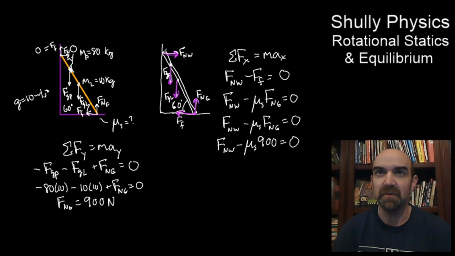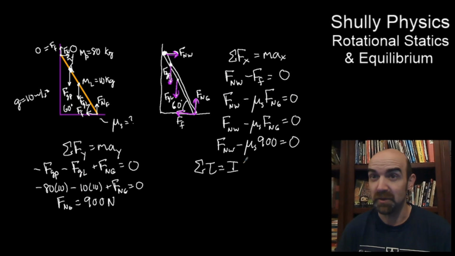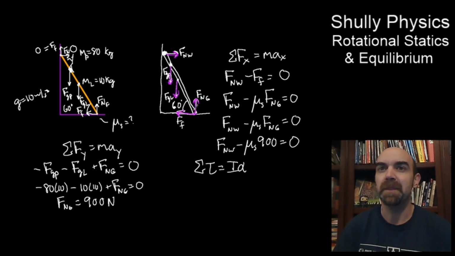If I pick a reference point for summing torques, one of our unknowns is going to be canceled out, because its torque arm from this point is 0. So in preparation for summing the torques and setting them equal to 0, because alpha is going to be 0, this is a static scenario. Equilibrium is happening here in rotational and translational forms.